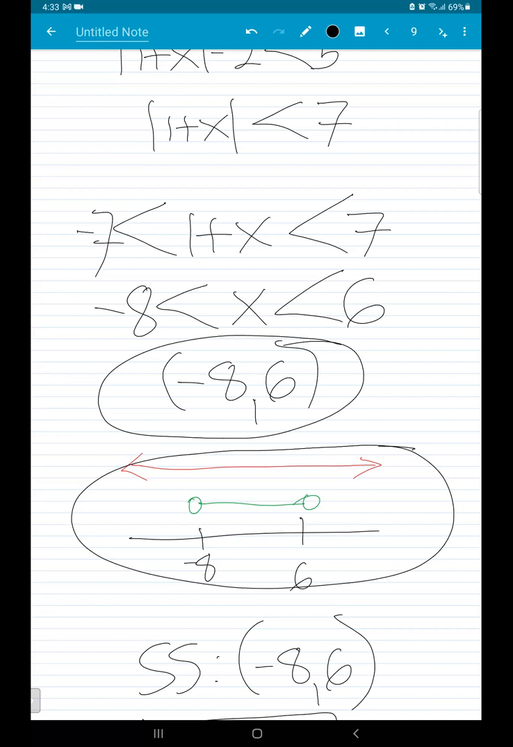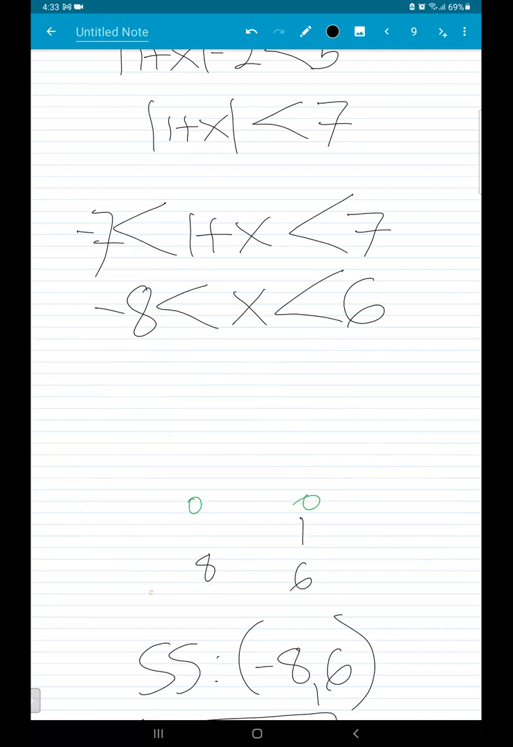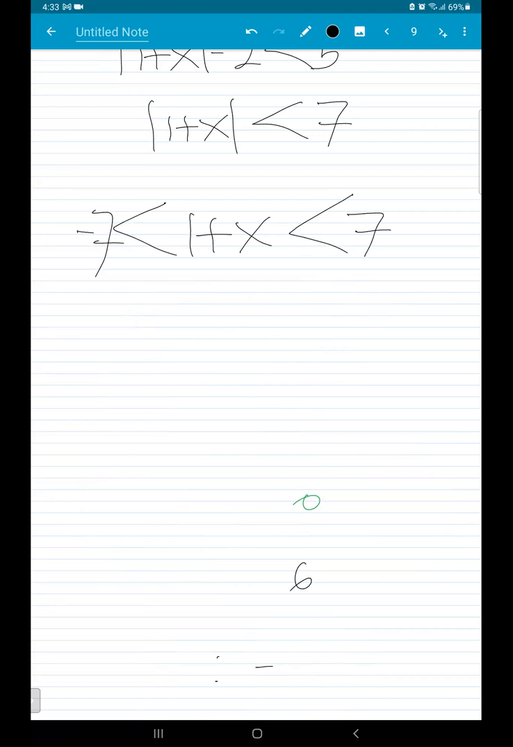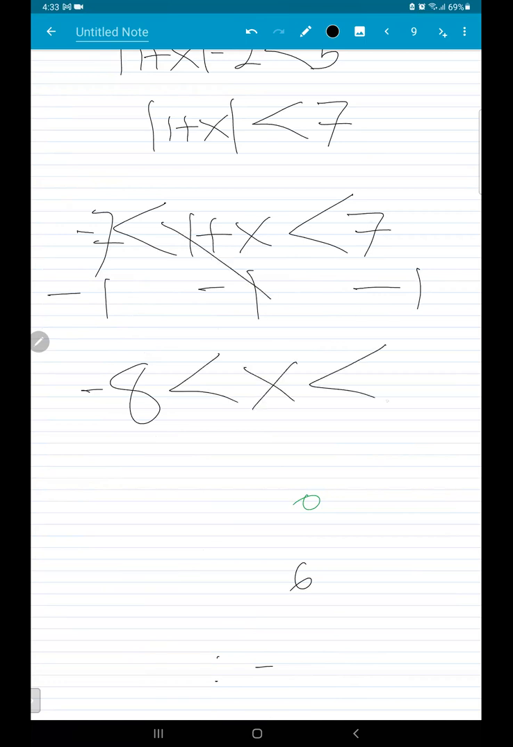How did you get -8? Balikan natin. Nag-subtract lang tayo ng 1 from all sides of the previous inequality. So subtract 1, subtract 1, subtract 1, -7 minus 1. Yun. Then cancel yung 1. 7 minus 1, 6. Any questions so?